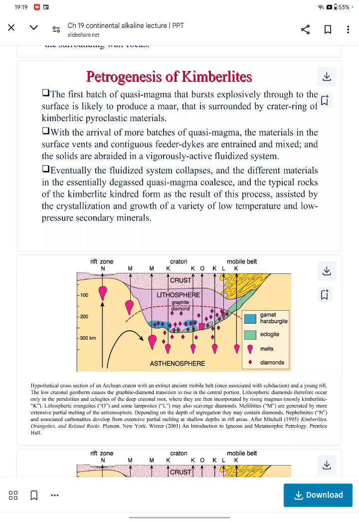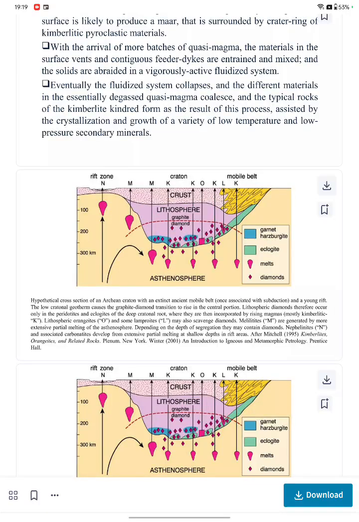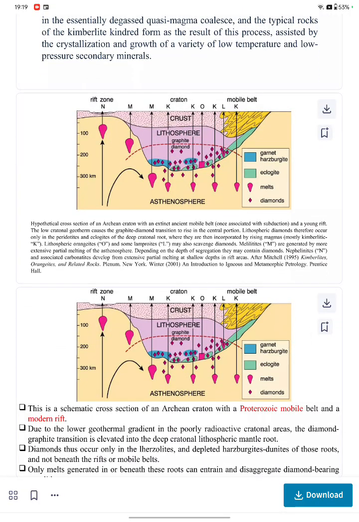So we have this diagram. It's a hypothetical cross section of an Archean craton with an extinct ancient mobile belt, once associated with subduction, and a young rift. A low cratonal geotherm causes the graphite-diamond transition to rise in the central portion. Lithospheric diamonds therefore occur only in peridotites and eclogites of the deep cratonal root, where they are then incorporated into rising magma, mostly kimberlitic, K. Lithospheric orangites, O, and some lamproites, L, may also scavenge diamonds.